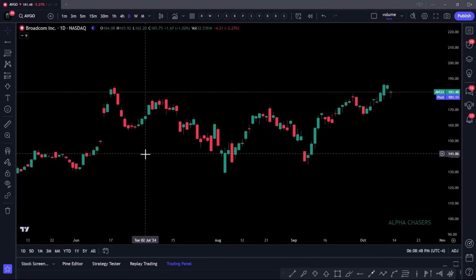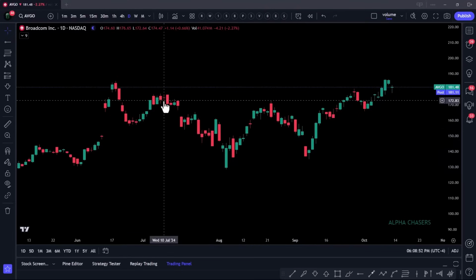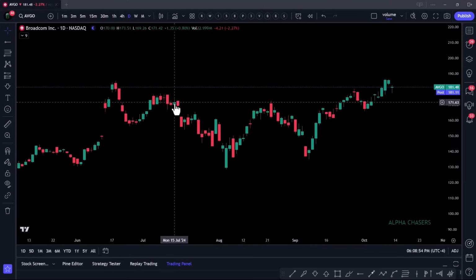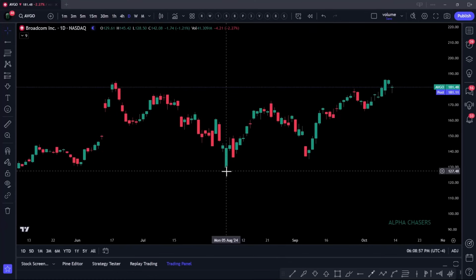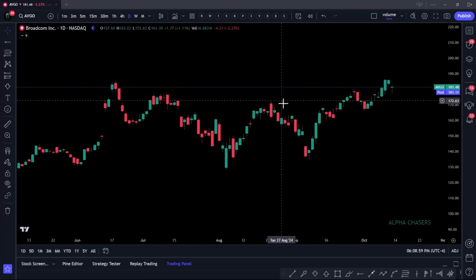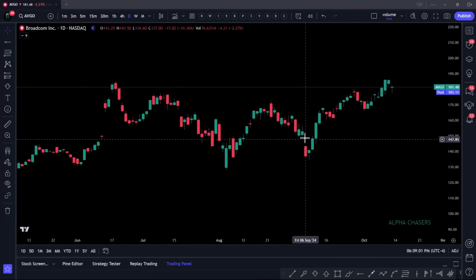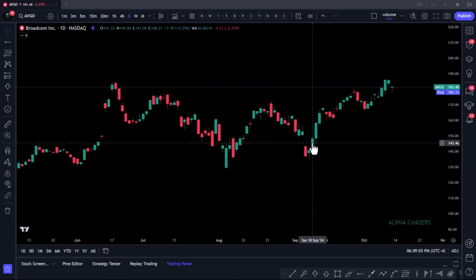For example, in front of you is Broadcom. If you look at Broadcom right here, you'll see it. You have your head right here. It comes down, this would be your first paw. Here comes the body. Here comes the second paw. Once that second paw is confirmed, right in here, it was on and it never looked back.